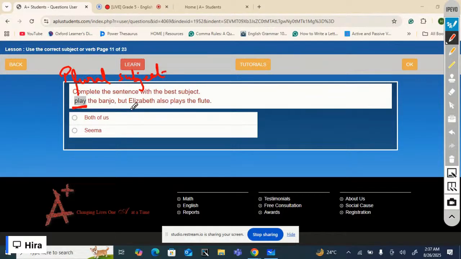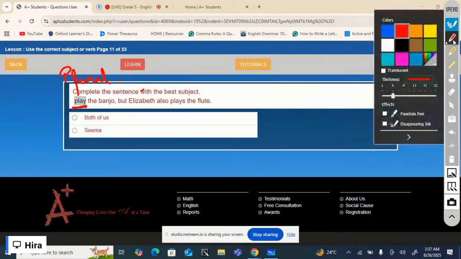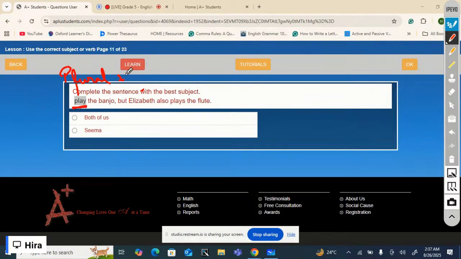Sorry, I am wrong. It's a plural verb. My mistake. Play is a plural verb. So if the verb is plural, the subject must also be plural. Two options: both of us or Seema.